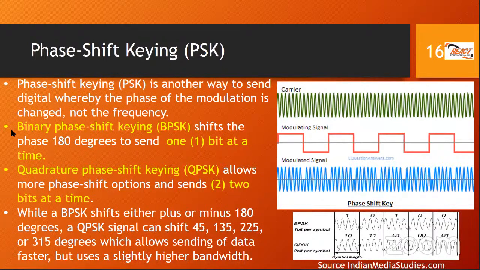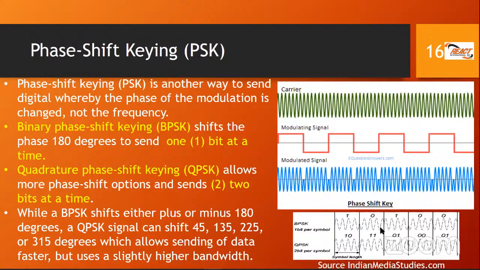You need to learn about BPSK, which is binary phase shift keying, that shifts the phase 180 degrees to send one bit at a time. Okay, so BPSK sends one bit at a time. Then there's another type of PSK called QPSK, which is quadrature phase shift keying, which allows more phase shift options. So you can send two bits at a time. So if we were to compare, we have BPSK, which can send one bit at a time, and then QPSK, which allows us to send two bits at a time.